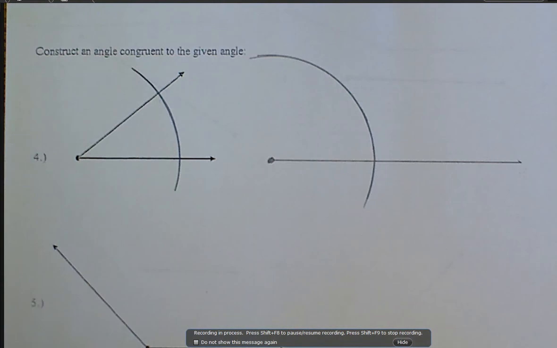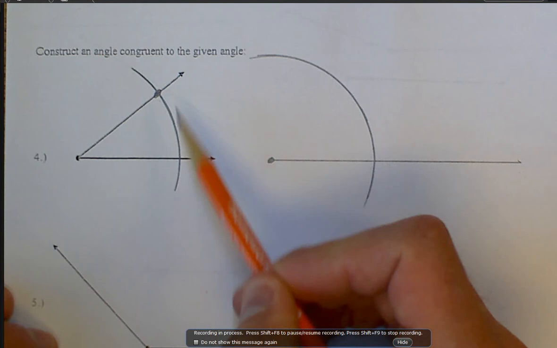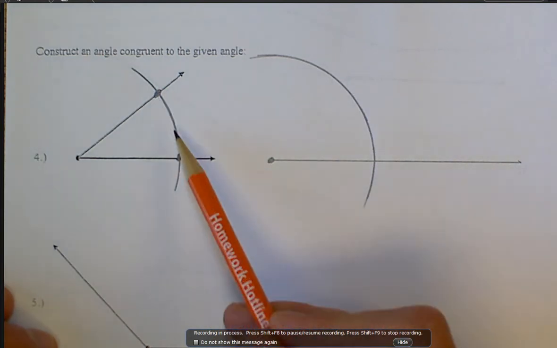Now, the next thing we need to do is figure out this distance. I'm going to darken in the points, but we need to figure out and copy this little half swoop here.